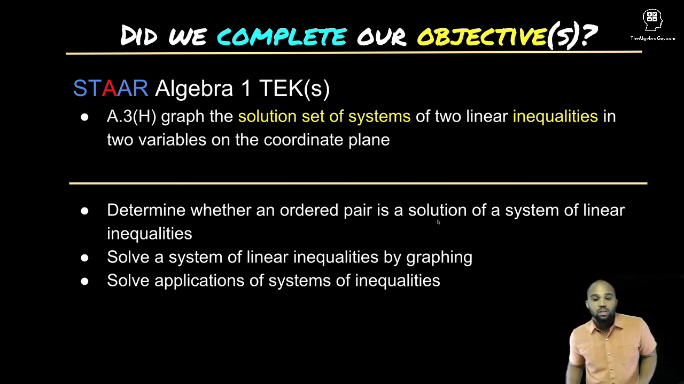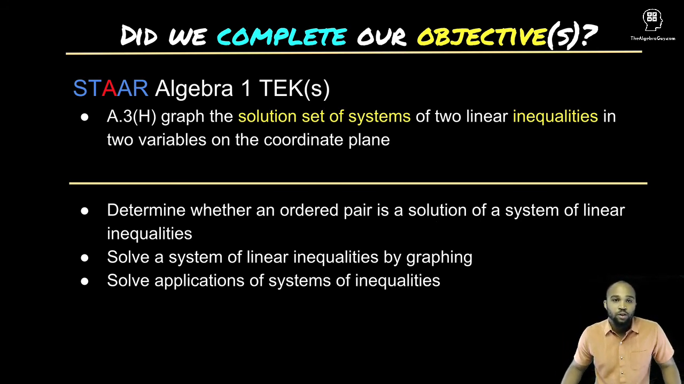Graph the solution set of systems of 2 linear inequalities in 2 variables on a coordinate plane. Fantastic job. Now you know it's not just where 1 point where they cross, but where those graphed regions are crossing.